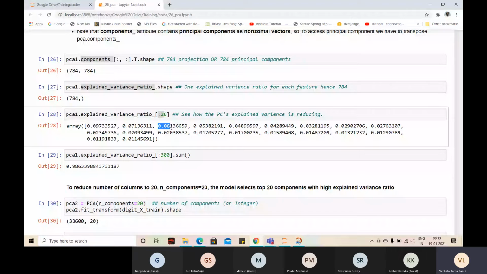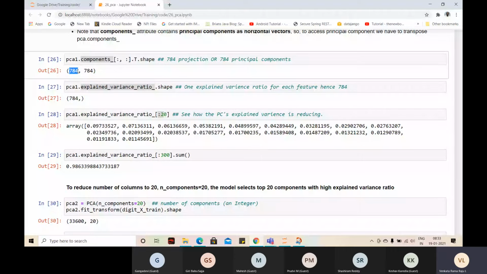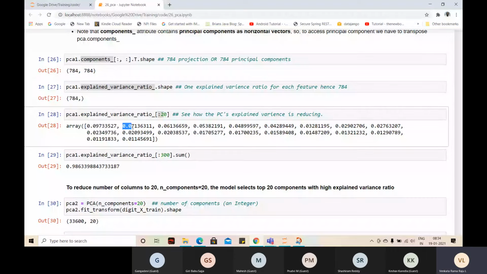Basically, these eigenvalues are showing you how much each of the principal components, 784 principal components, 784 eigenvalues. Each principal component will have its own eigenvalue, which explains the amount of multicollinearity actually extracted from the data. That point is clear.